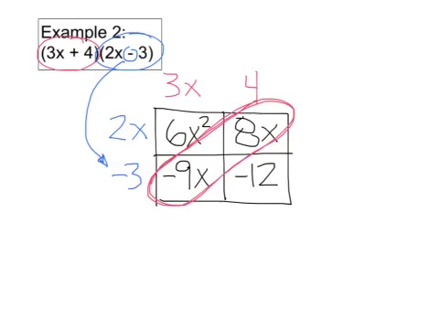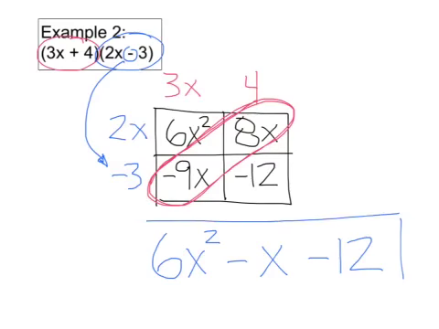So the last step is to simply write my solution, where I write my highest exponent first, which is this 6x squared. And then I write my x's, and remember this time we said that it's negative 1x, or just negative x. And then I write my last term, this negative 12.